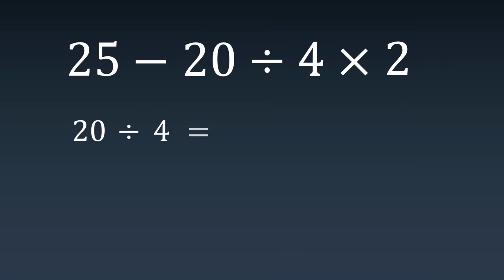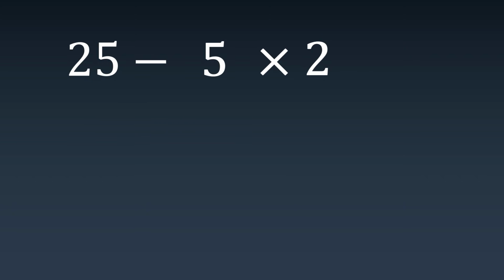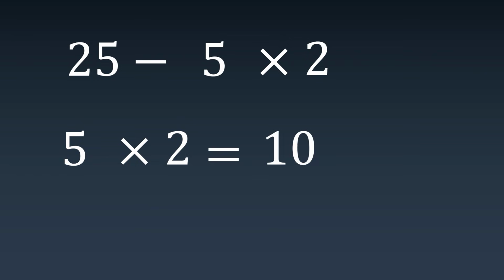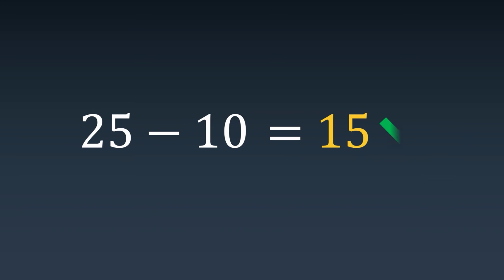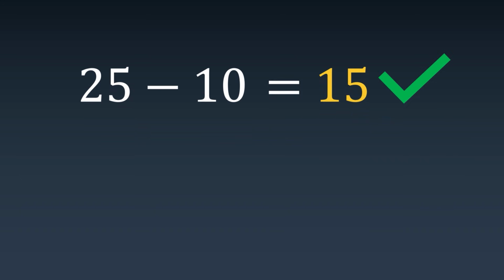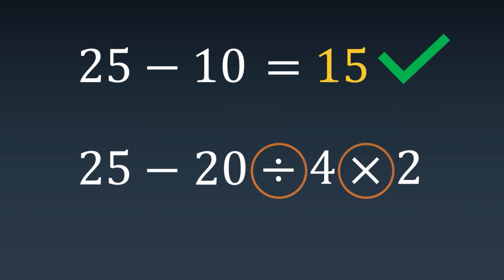Left to right, 20 divided by 4 is 5. Then take that 5 and multiply it by 2. That gives us 10. Now, our problem is simply 25 minus that result, which is 10. 25 minus 10 equals 15. 15 is the correct answer. The trick is always to isolate and solve the multiplication and division chain first, moving strictly left to right.